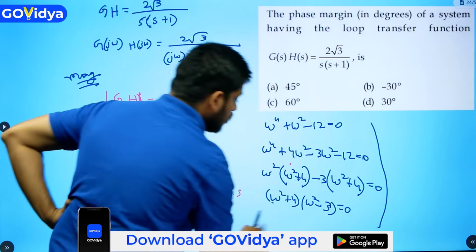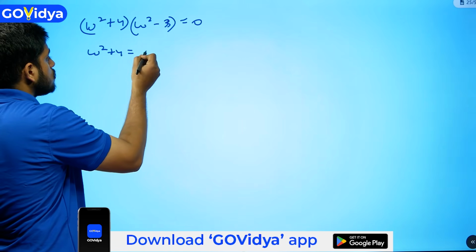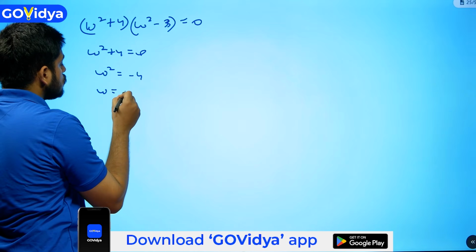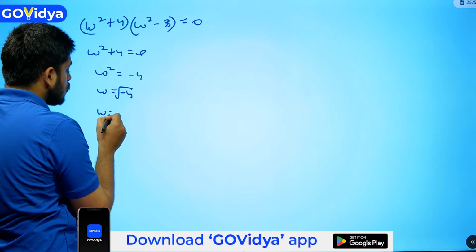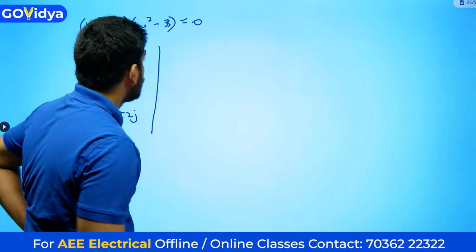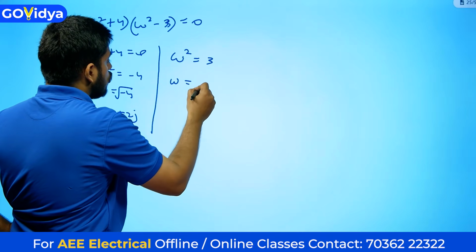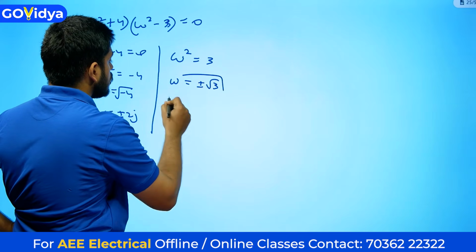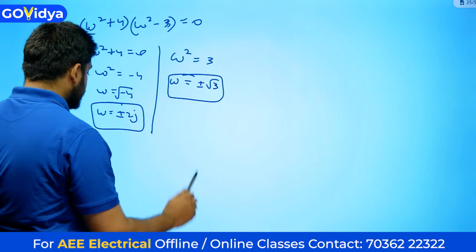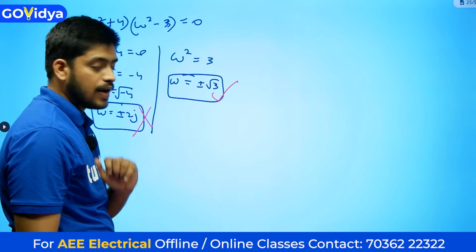Omega square minus 3. Okay, minus 3. So omega square plus 4 is equal to 0. Omega square is equal to minus 4. Omega equals root of minus 4, so omega equals plus or minus 2j. This is one possibility. Next possibility, omega square is equal to 3. Omega equals plus or minus root 3. This is one possibility of omega. Okay, the imaginary one won't be considered. Only the real part is considered for the omega value here.